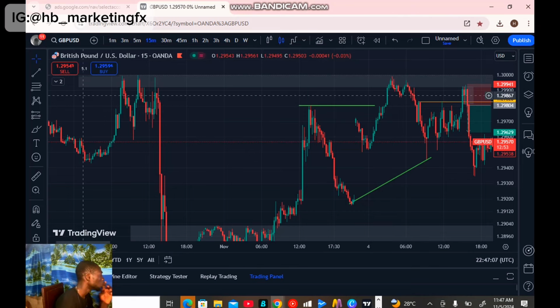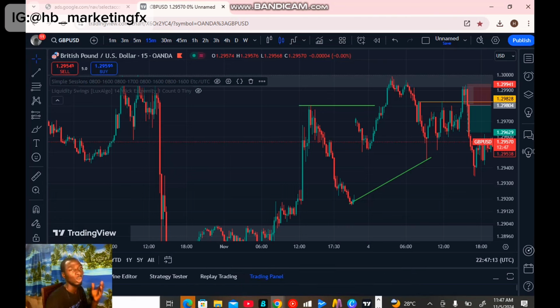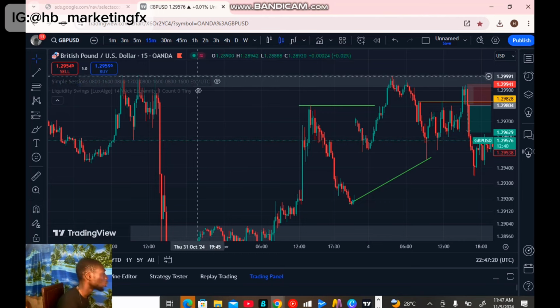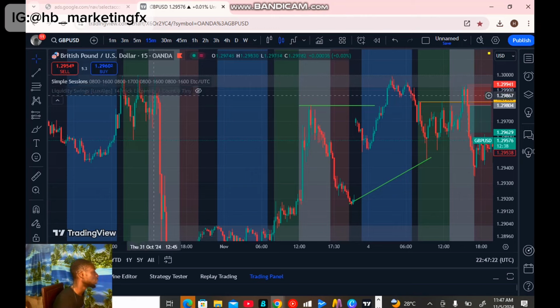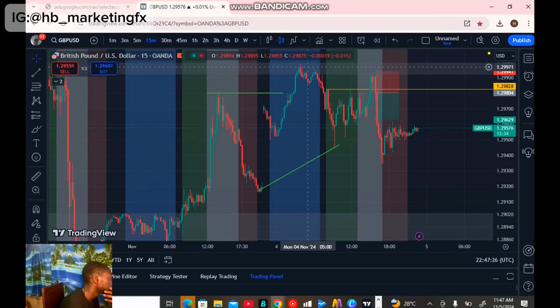So guys, let me show you this indicator, which I recommend you check out. I just use this indicator to identify these sessions, to know the session I'm trading, and how to capitalize on this session. So let me turn on this indicator right here. So this is it. This is the Asian range.